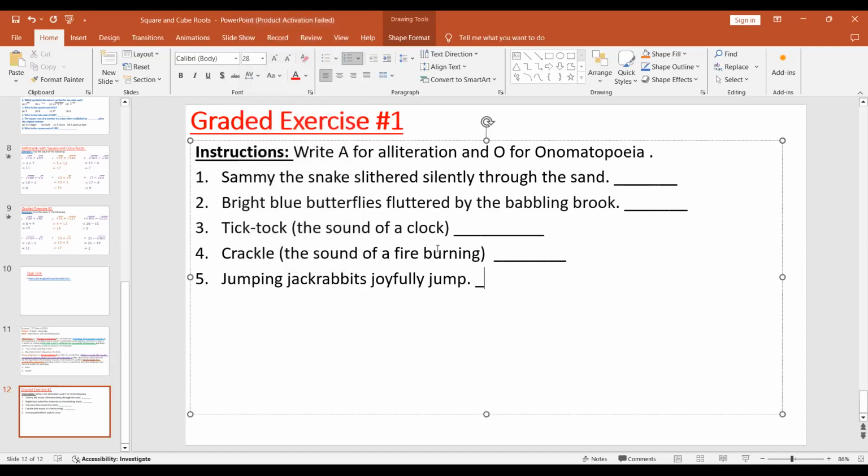I like this one. It says, jumping jackrabbits joyfully jump. Jumping jackrabbits joyfully jump.